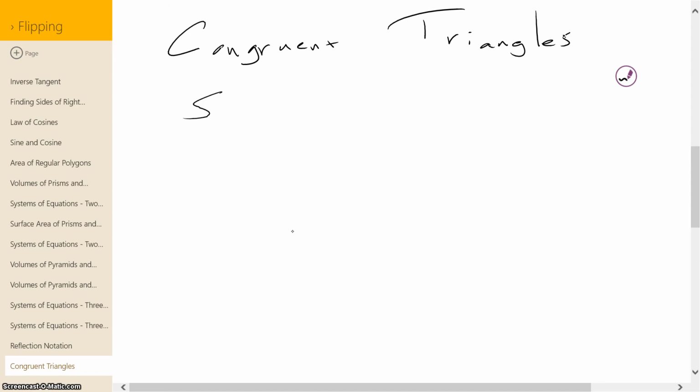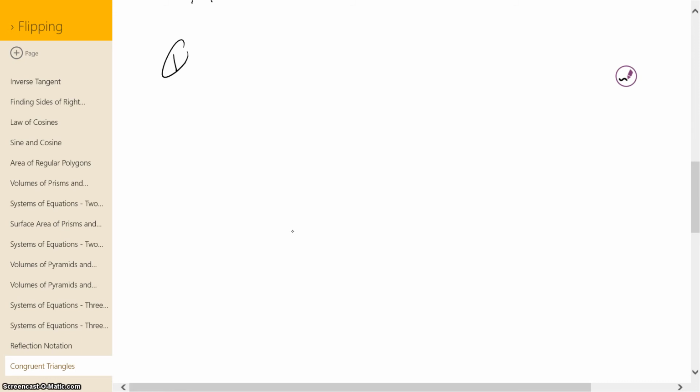When I put down S, I'm talking about a side of a triangle. And when I put down A, I'm just talking about an angle. All right. So the first way we can prove that two triangles are congruent is to look at the sides. If I have three sides that are congruent, then the triangles will be congruent.